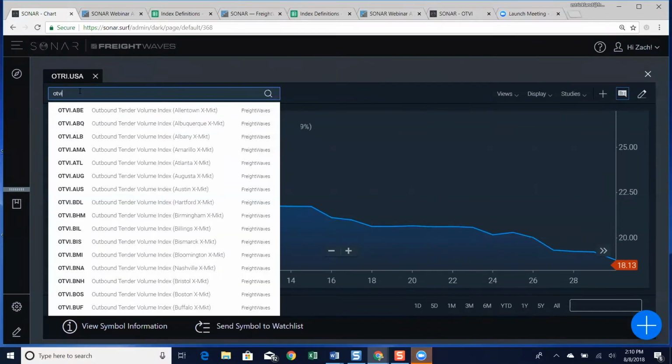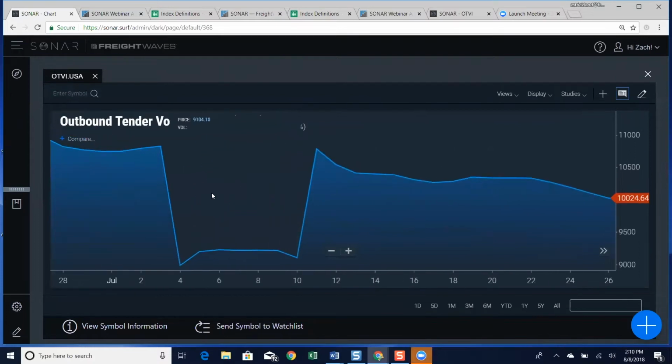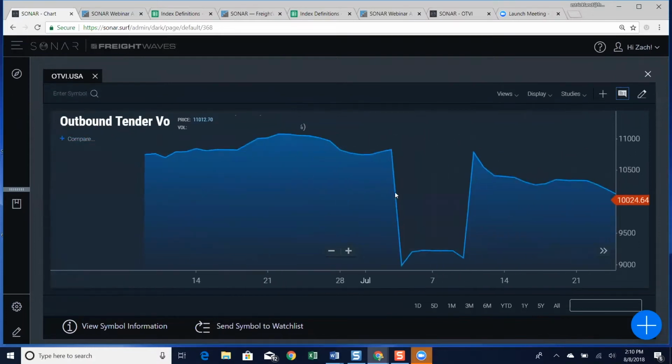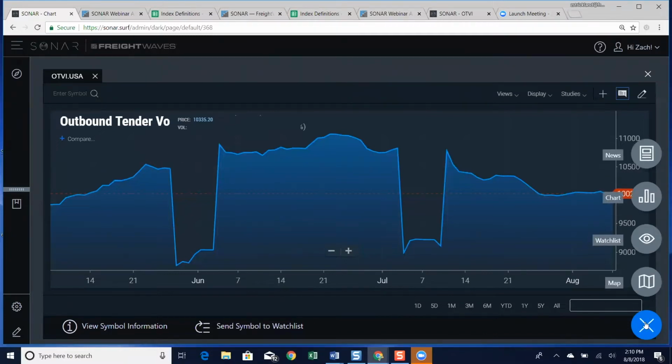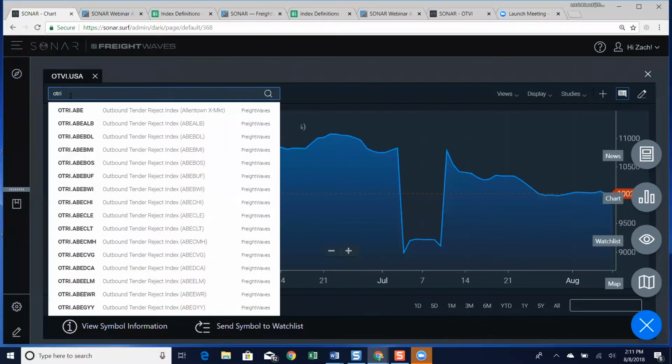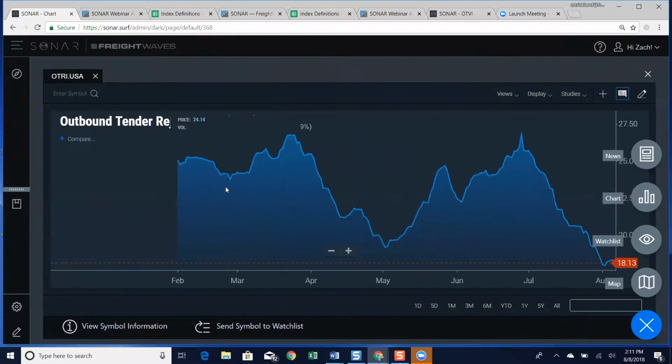So back to the OTVI demonstration. The outbound tender rejection index is useful, and like I said before, the volume aspect of it is something that we haven't had until today. So it does give a little bit more weight to what we see in the tender rejection index. And what I mean by that, I'll go ahead and pull up the outbound tender rejection index and show you what I mean.